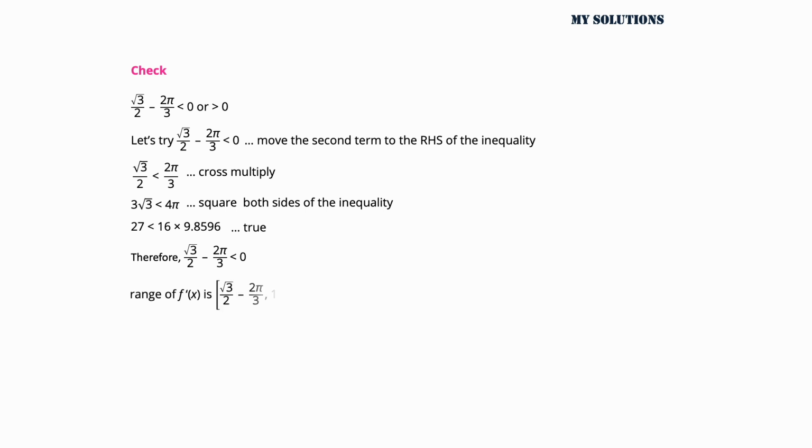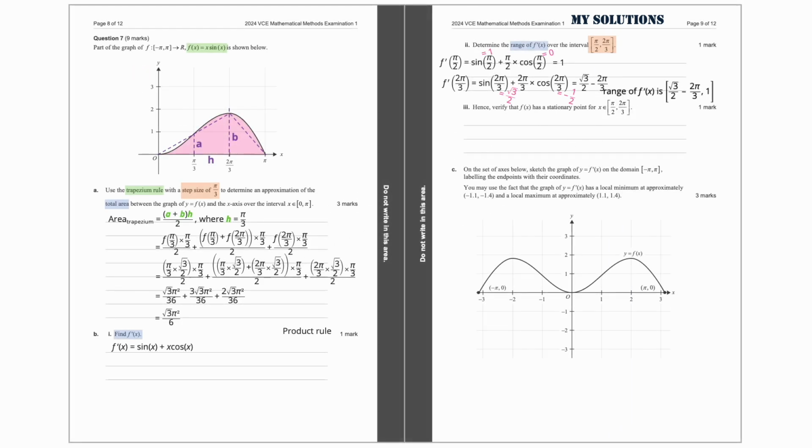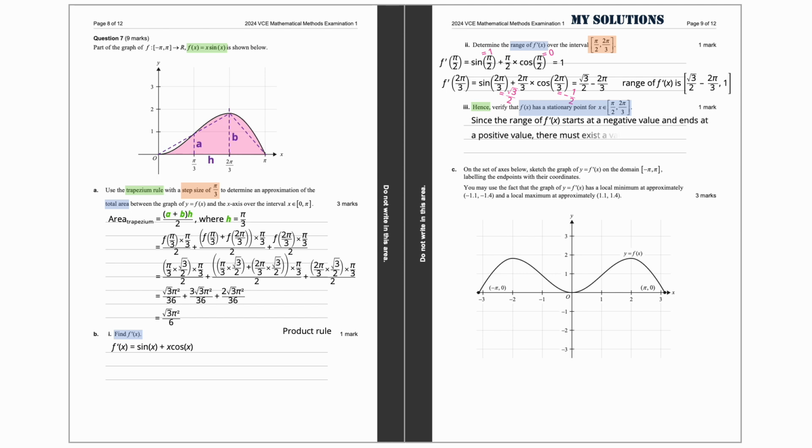So the range of f dash of x is from root 3 on 2 minus 2 pi on 3 to 1. Part 3i. Hence, verify that f of x has a stationary point for x within this interval. Since the range of f dash of x starts at a negative value and ends at a positive value, there must exist a value of x within this interval for which f dash of x equals 0. Therefore, f of x has a stationary point for x in the interval pi on 2 to 2 pi on 3.